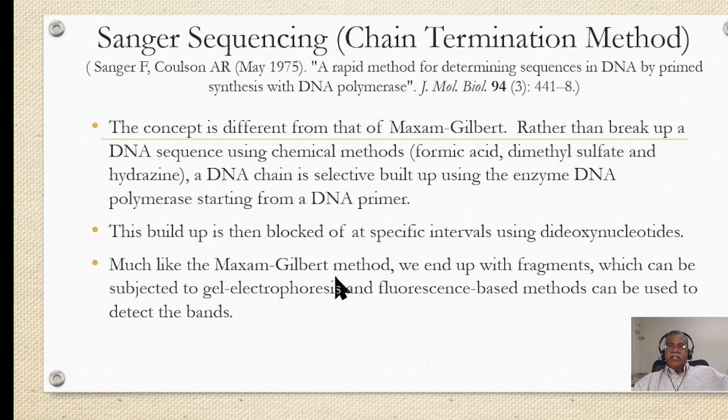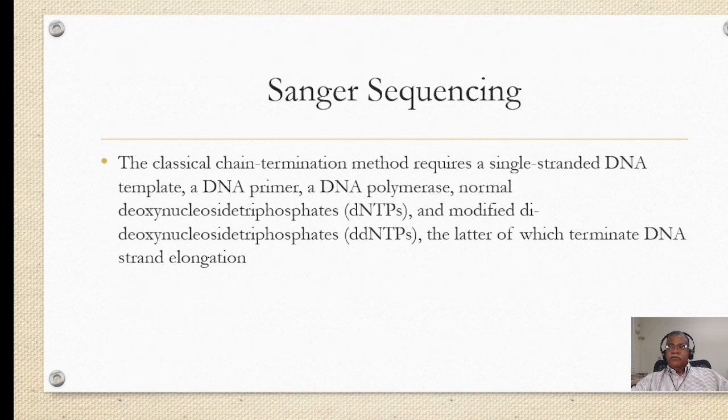Okay, so much like the Maxam-Gilbert sequencing, once you have fragments, you run them using gel electrophoresis, which separates based on mass, and then based on the mass and knowing exactly what the sequences are, these are the pieces of the jigsaw puzzle that you can put together. Okay, so you can put the sequence back. So Sanger sequencing requires what is called a classic chain termination method. So you have your DNA sequence, then you have a DNA primer, and then you have DNA polymerase, and you have regular deoxynucleoside triphosphates, and then modified nucleoside triphosphates, and then one of them terminates the strand elongation.